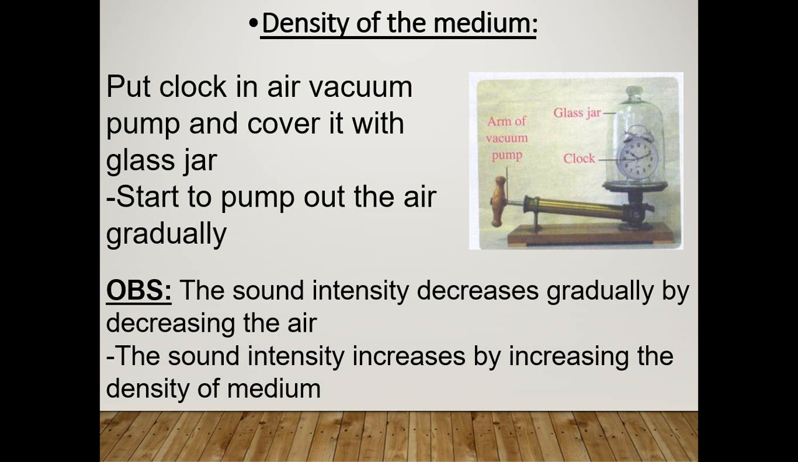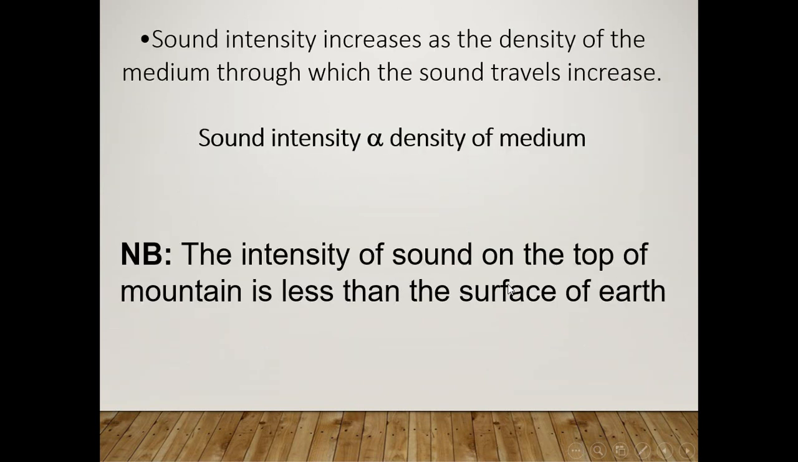put carbon dioxide gas instead of the air? Of course, we are going to hear the sound intensity increase again. So when the density of the medium, such as carbon dioxide gas, increases, the sound intensity increases. The sound intensity increases as the density of the medium increases, and so the distance the sound travels increases. So there is a direct relationship between the sound intensity and the density of the medium. Note, this is a very important note: the intensity of the sound on the top of a mountain is less than on the surface of the earth.